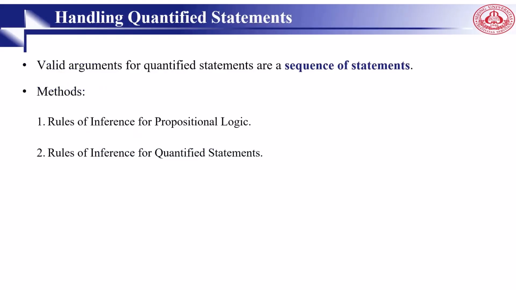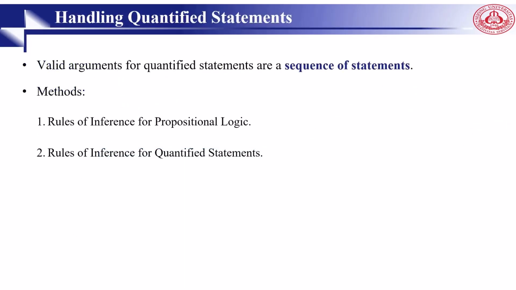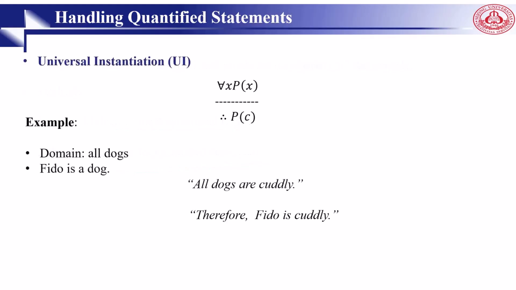In case of quantified statements, the valid arguments are a sequence of statements. In this case, each statement is either a premise or we make it using the previous statement. How do we make it? Exactly what we did here. We use rules of inference for propositional logic and also rules of inference for quantified statements. There are 4 main rules for quantified statements. We name them universal instantiation, universal generalization, existential instantiation, and existential generalization. Okay, so we will study them one by one.